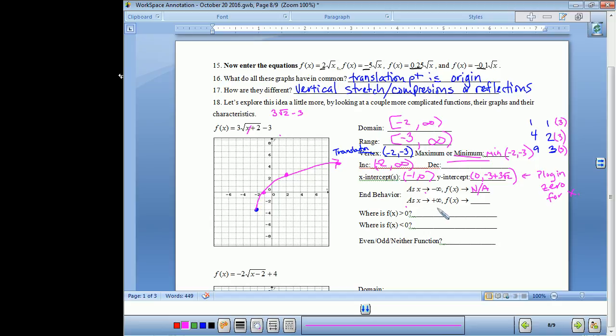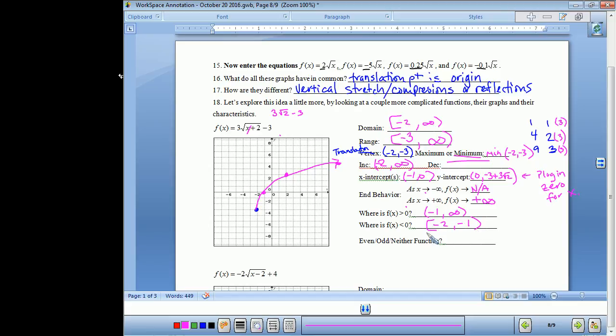Alright, so as x approaches positive infinity, this function does approach positive infinity. So y also approaches positive infinity. Okay, where is the function positive? It is positive from -1 to infinity. And this is interesting. Where is it negative? It is negative from -2 to -1.